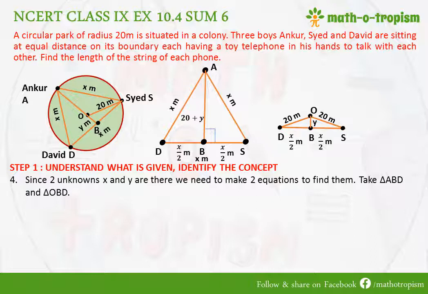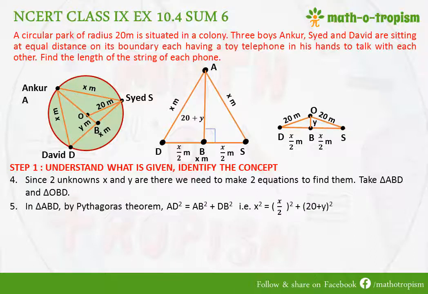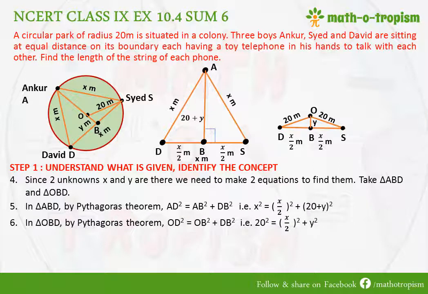In triangle ADB, AD square is equal to AB square plus DB square. So X square is equal to X by 2 the whole square plus 20 plus Y the whole square. Similarly, in triangle ODB we will have OD square is equal to OB square plus DB square, which is 20 square is equal to X by 2 the whole square plus Y square. Now when we see both the equations, we have X by 2.